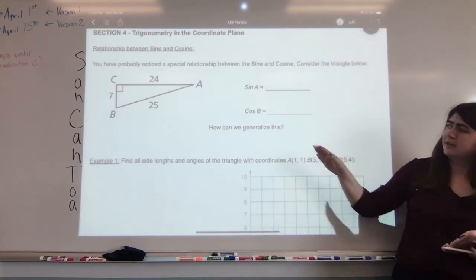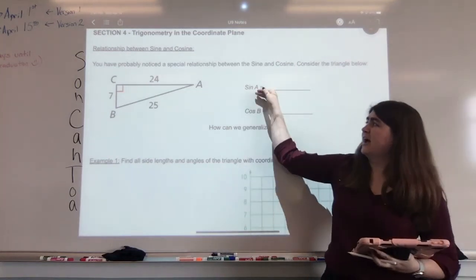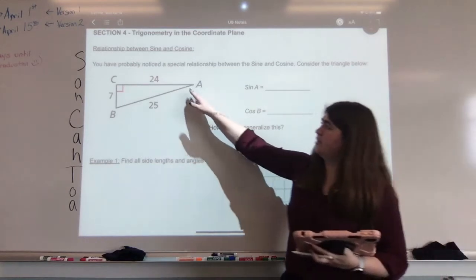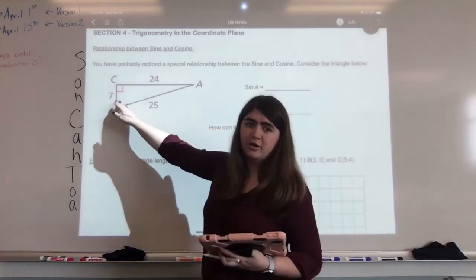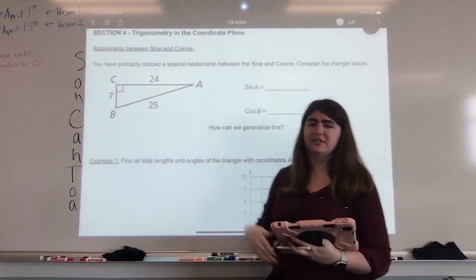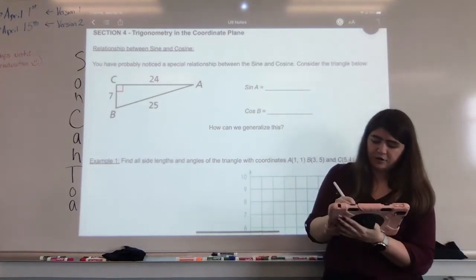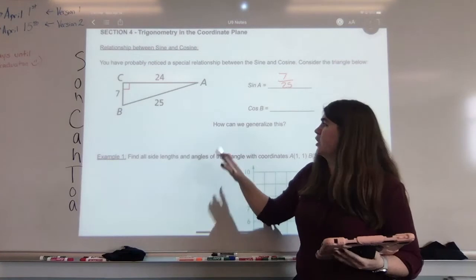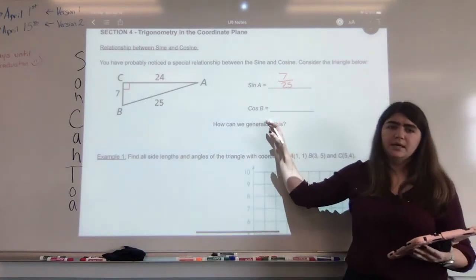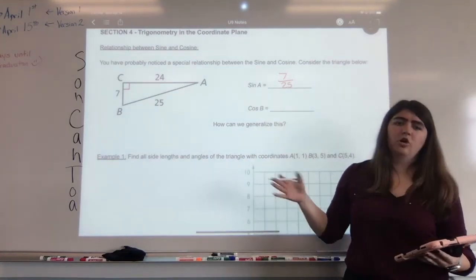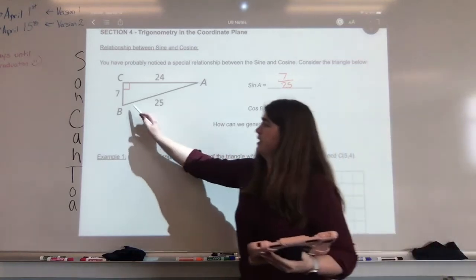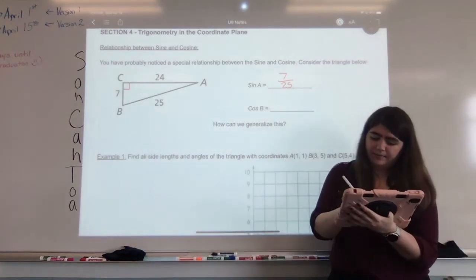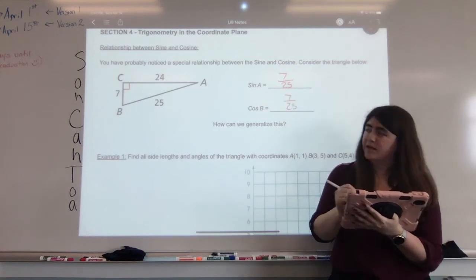So if we're looking at this triangle here, sine of A, sine is opposite over hypotenuse. The sine of angle A would then, for this triangle, be 7 over 25. So let's write that fraction down, 7 over 25. And then we have cosine of angle B, which is adjacent over hypotenuse. So we have the adjacent, which is 7, over the hypotenuse, which is 25. Oh, look at that. They're the same.